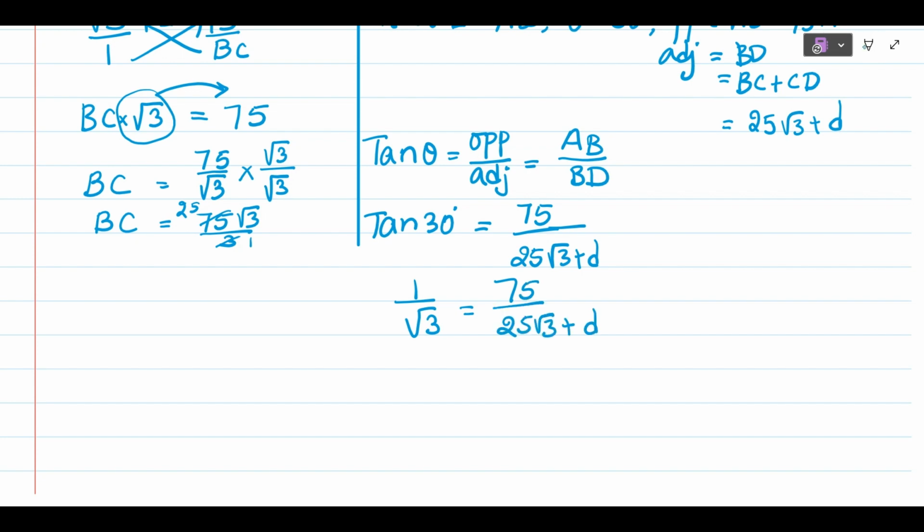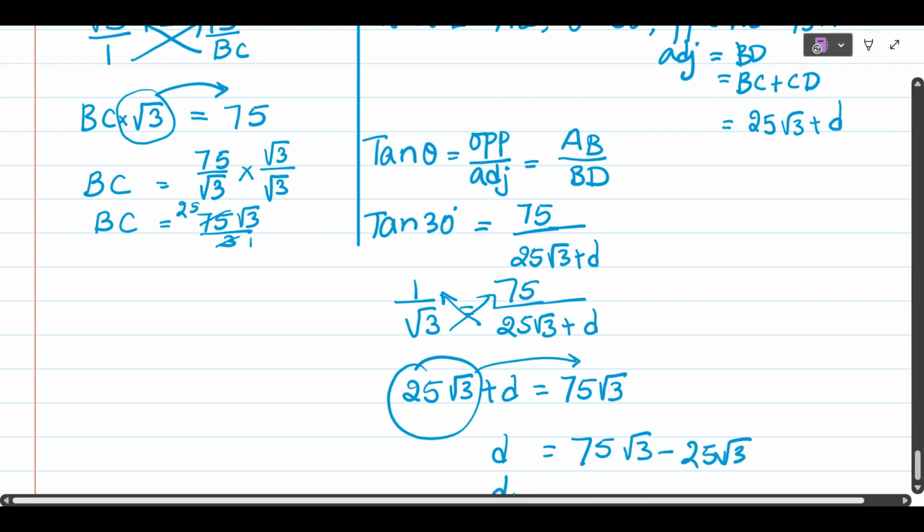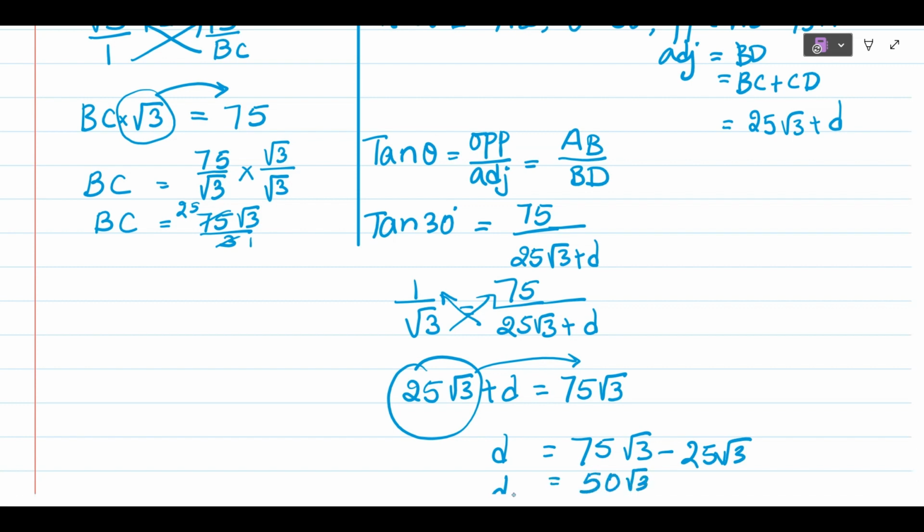Okay. So now do cross multiplication to solve the value of d. So 1 into 25 root 3 plus d gives 25 root 3 plus d. That will be equal to 75 into root 3 gives 75 root 3. Is it clear, students? Now transpose this 25 root 3 towards the right hand side. So on the left hand side you will get d. So 75 root 3 minus 25 root 3. How much, students? So d will be equal to 50 root 3. Is it clear?